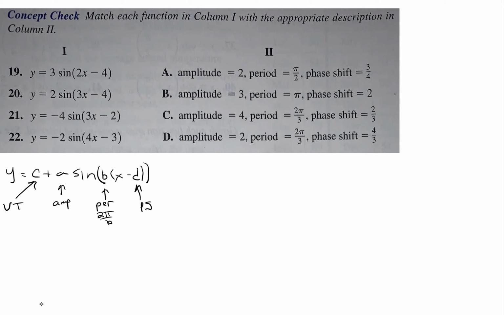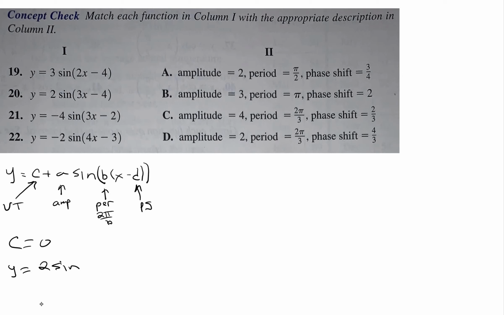So if we look at A, none of these have a vertical translation. So for all of these, C is going to be 0. So for the first one, A, we have an amplitude of 2, so we have y is equal to 2 sine.